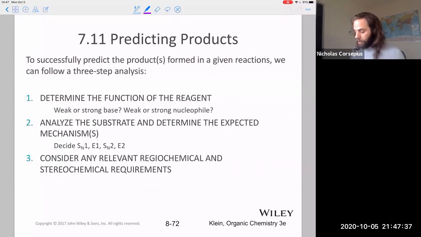So first, you're going to look at your reagent, and you're going to classify that as either a weak or a strong base, and either a weak or a strong nucleophile. That's going to be consideration one. Then you're going to look at the substrate, and you're going to determine which mechanism is preferred. We talked about how primary alkyl halides can't form those carbocation intermediates, so they're not going to go through SN1 or E1, et cetera. And then at the end, once you figure both of those out, you can start thinking about the regioselectivity and the stereoselectivity.